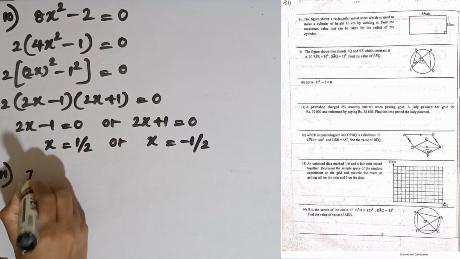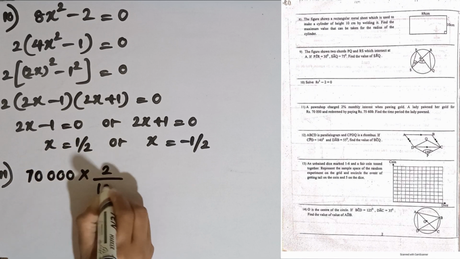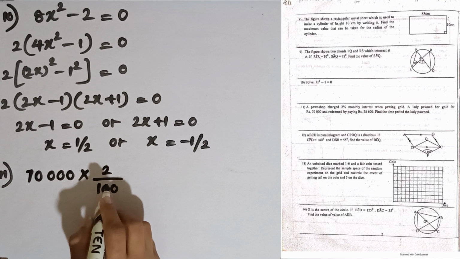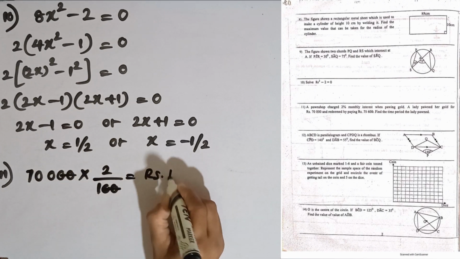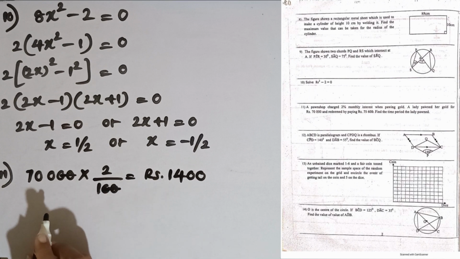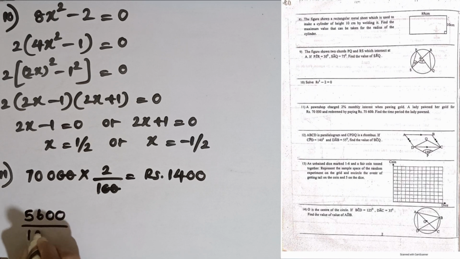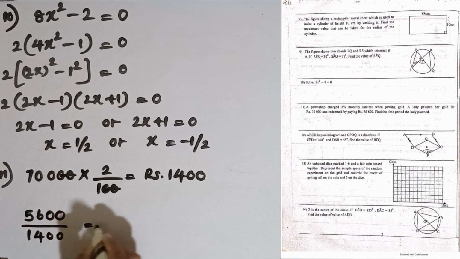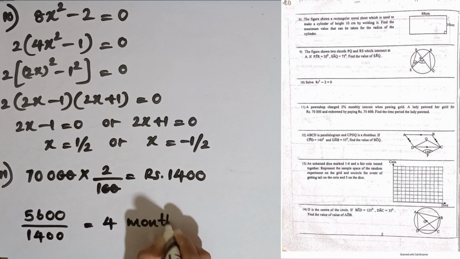That can be found by 70,000 multiplying by 2 over 100. That is the interest percentage. Then the value is 1,400 rupees. And then we can find the number of months by dividing the total interest, that is 5,600, by 1,400. Then it becomes 4 months. The period is 4 months.